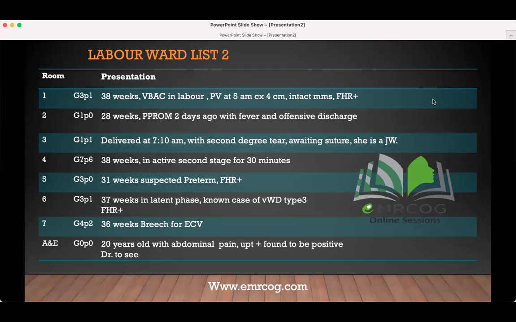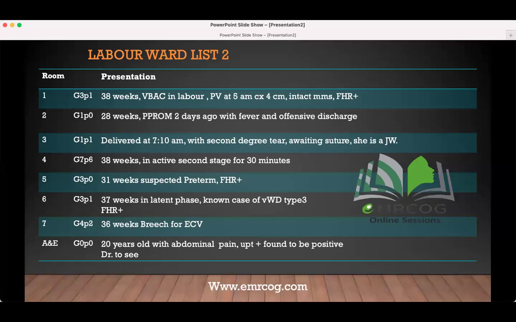And shift her to HDU. Then the third patient, this is delivered already. So now she is waiting only for the suturing. I want to ask about her stability, and the degree of the tear. Is there any bleeding or any ongoing bleeding?